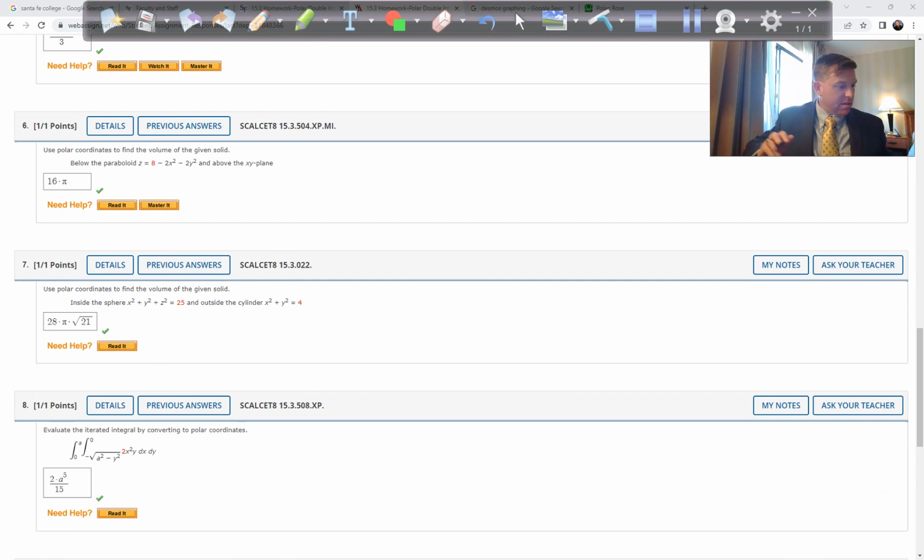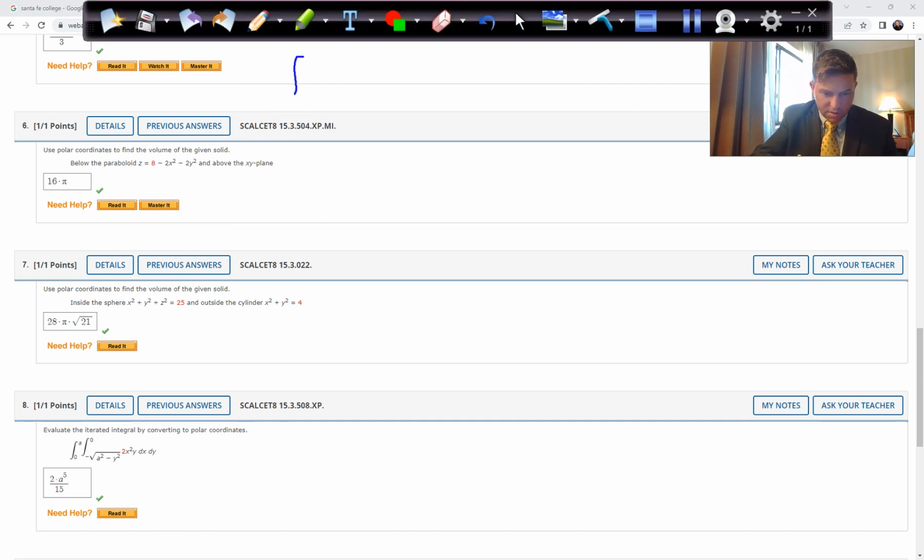Okay, problem 8. They have an iterated integral, and they want us to go from 0 to a and negative square root of a squared minus y squared. And the function we're evaluating is 2x squared y dx dy.